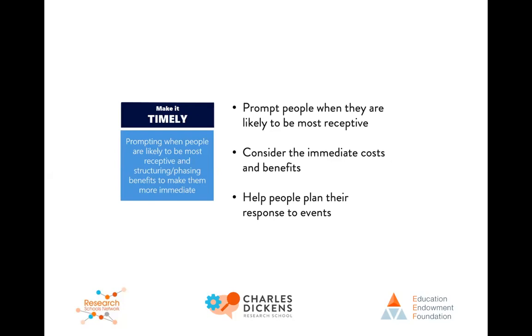Now, the start of term might be a good idea. An example here, before we've all settled into our routines and our habits, an opportunity to disrupt or introduce a new initiative. Interestingly, some evidence around the return from lockdown as well was a time when schools were able to enact change. Considering the immediate costs and benefits, and those might be financial costs and benefits, but how can we adjust these? They might be time costs and benefits as well.